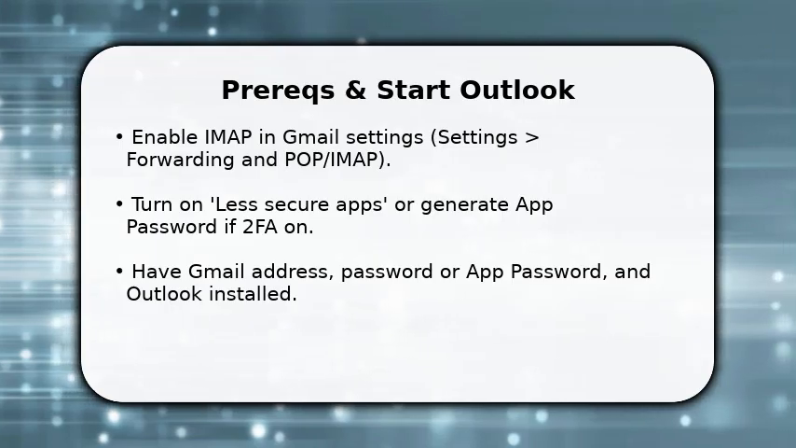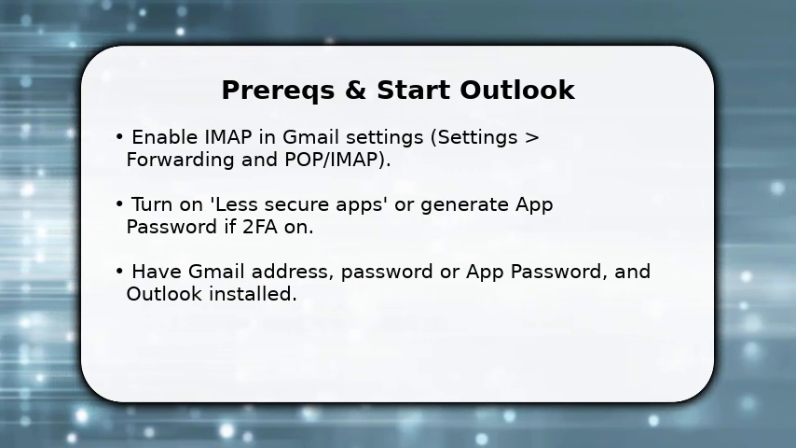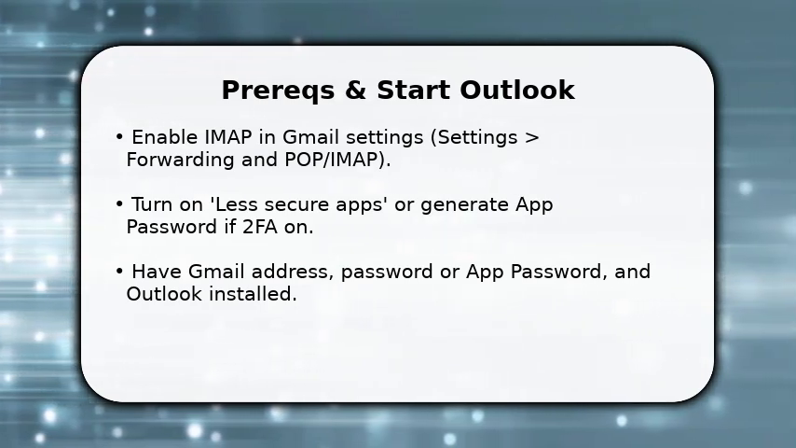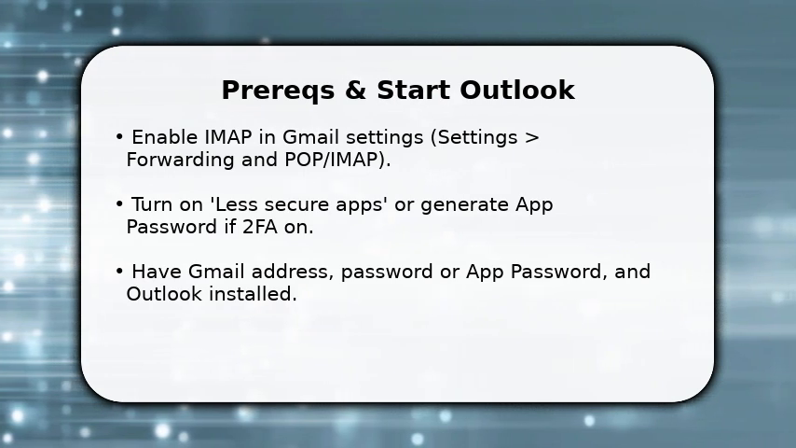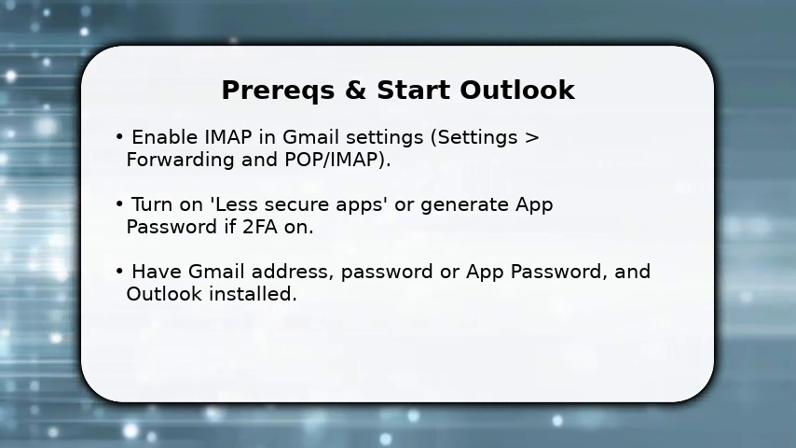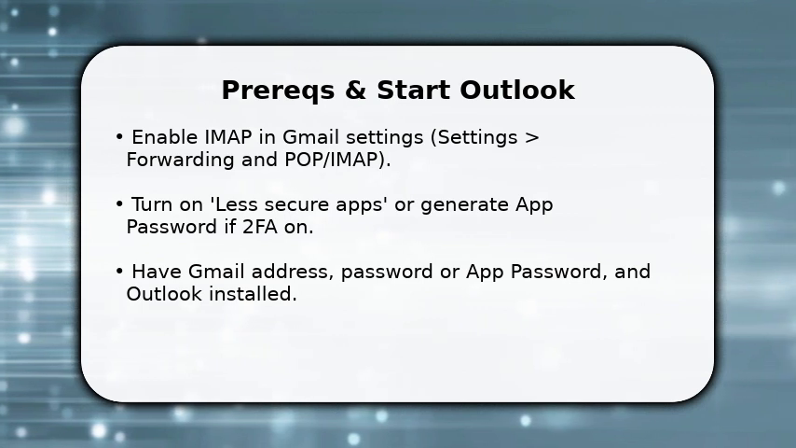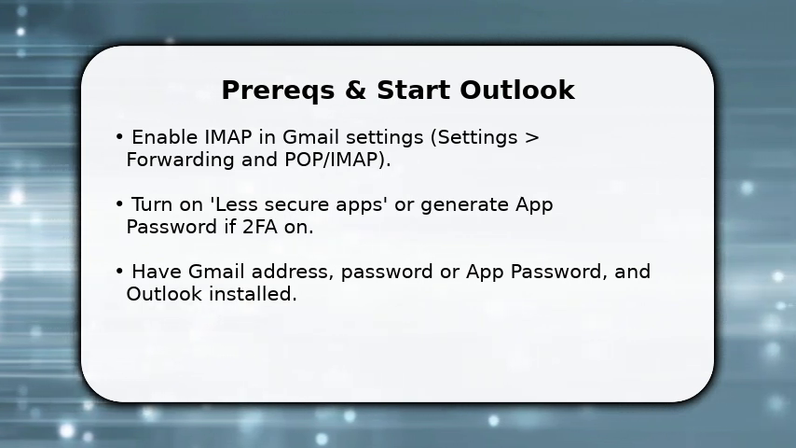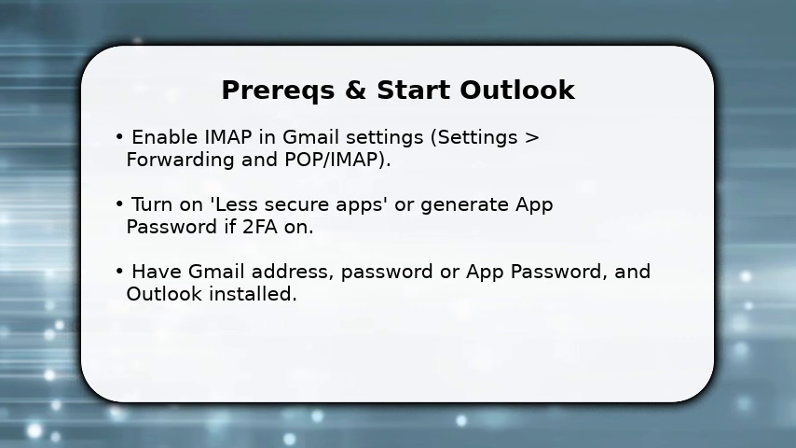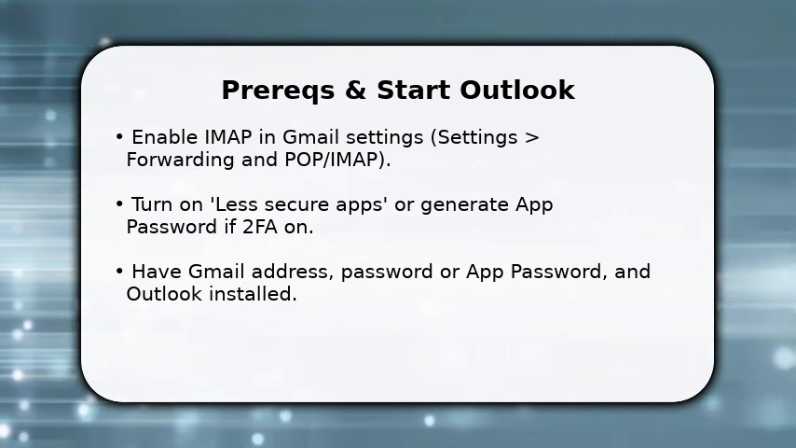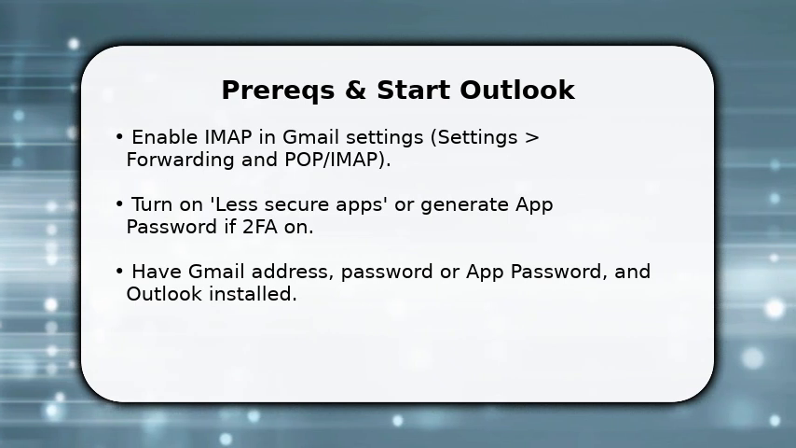You begin by preparing Gmail and Outlook so the connection succeeds. First, enable IMAP in Gmail because Outlook reads mail folders via IMAP. This preserves labels as folders. Next, if you use two-factor authentication, create an app password, otherwise toggle access permissions so Outlook can sign in securely.